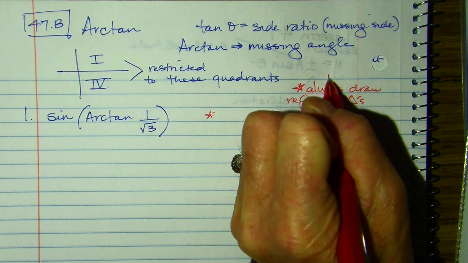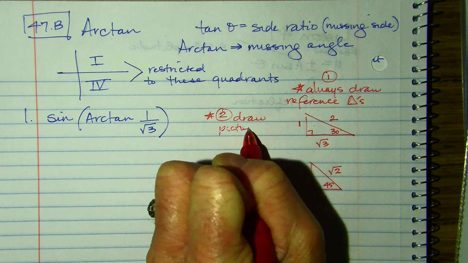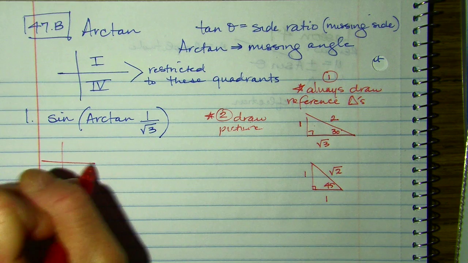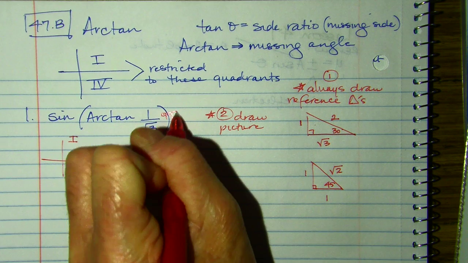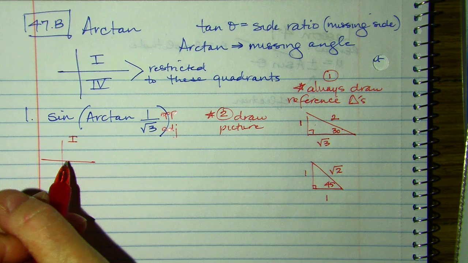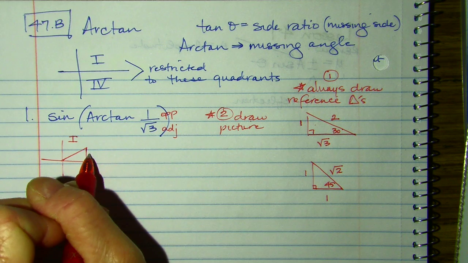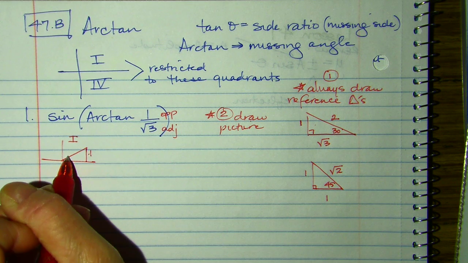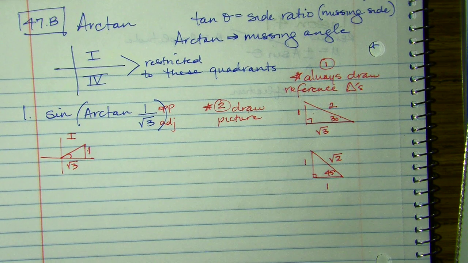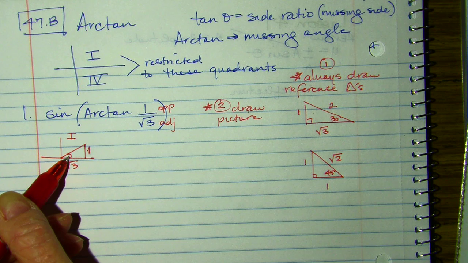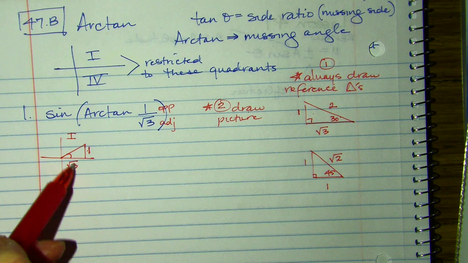So first, second, draw a picture. These are both positive, so it must be in quadrant 1. Now I know that tangent is opposite over adjacent. So that means from here, my opposite side would be 1, and my adjacent side should be root 3. Okay, based on that drawing. So theta is here. It's saying that the opposite side is 1 and the adjacent side is root 3.